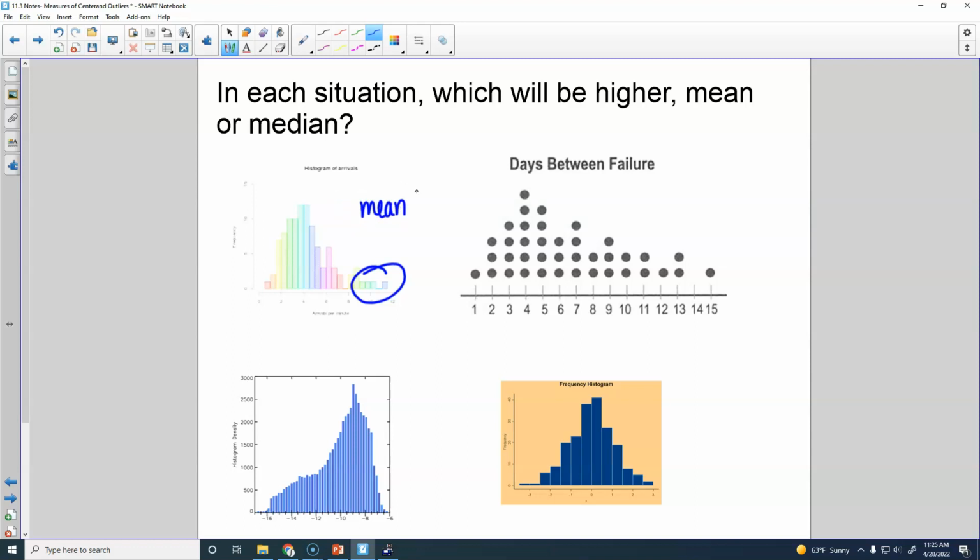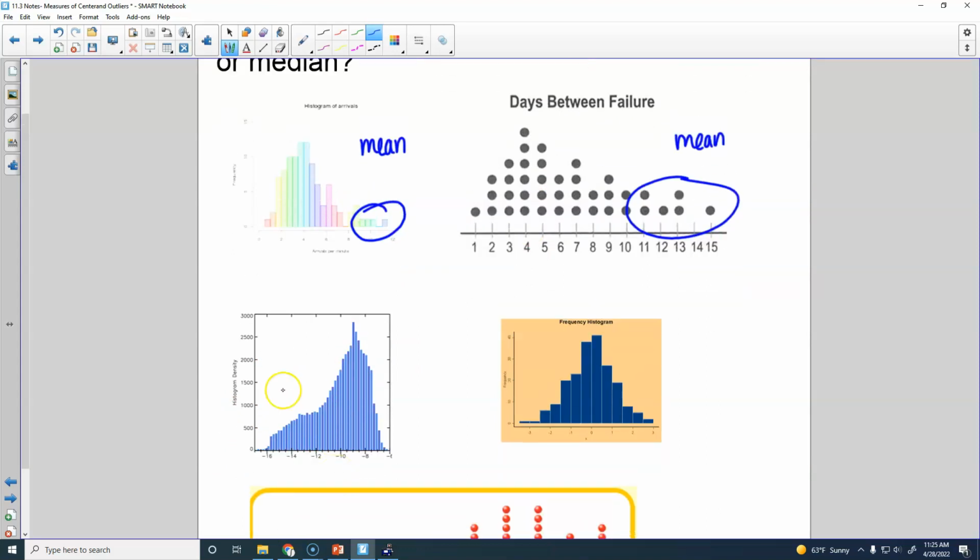What would you say about the second graph, days between failure? We still have this sort of tail over to the right. We'll talk about what that's called tomorrow. And so I would still say the mean would be higher because the mean is going to be pulled up. What about this histogram density graph that we have right here? This has more of a tail to the left, so the median is probably higher in this case because the mean gets pulled down by those lower data points.